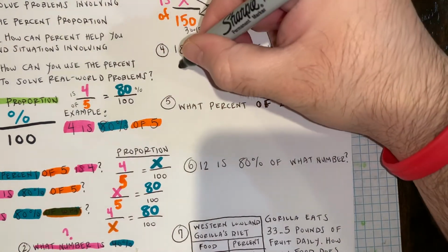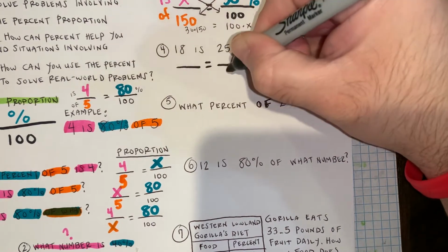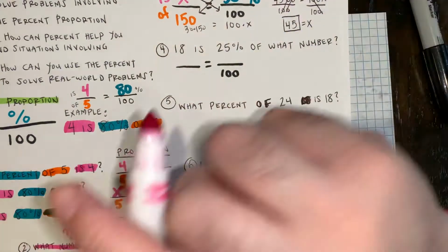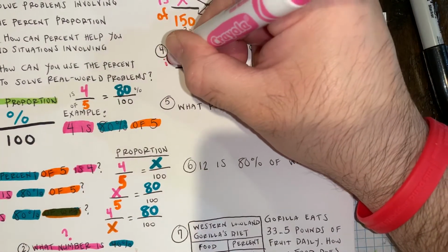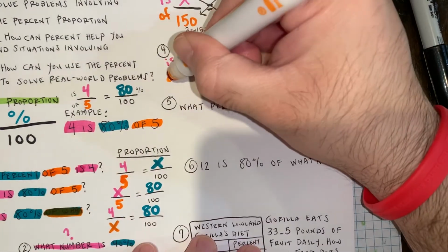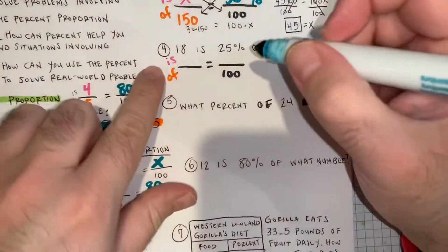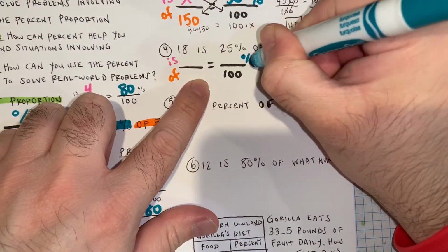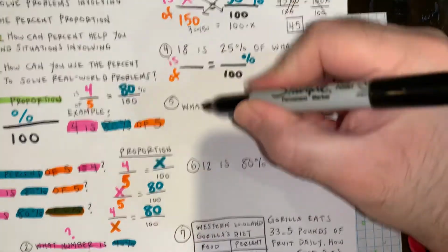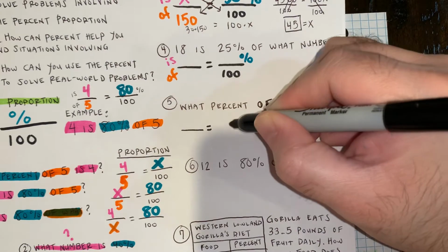Remember that each setup has 2 fractions. And remember that it's always gonna be the is, the part, over of, the whole. Is over of equals your percent over 100. So that should be your setup for all of these. So I'm gonna leave you at it. You guys are gonna try to do it on your own right now.